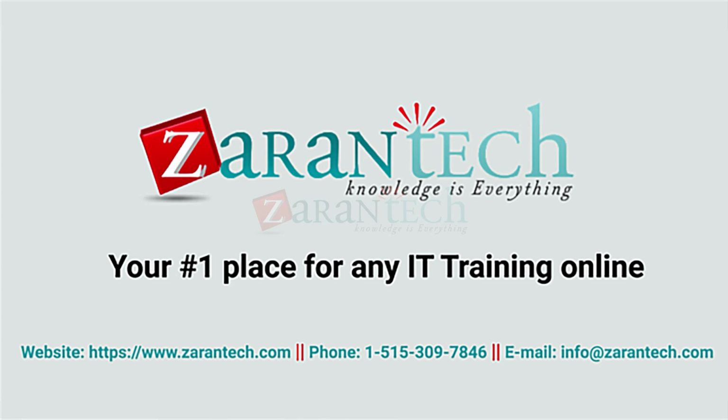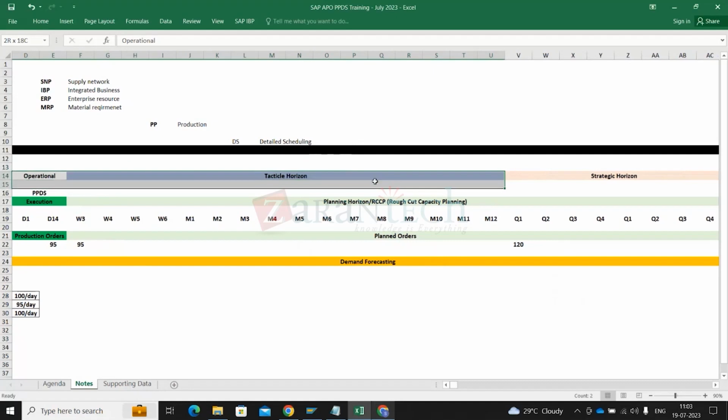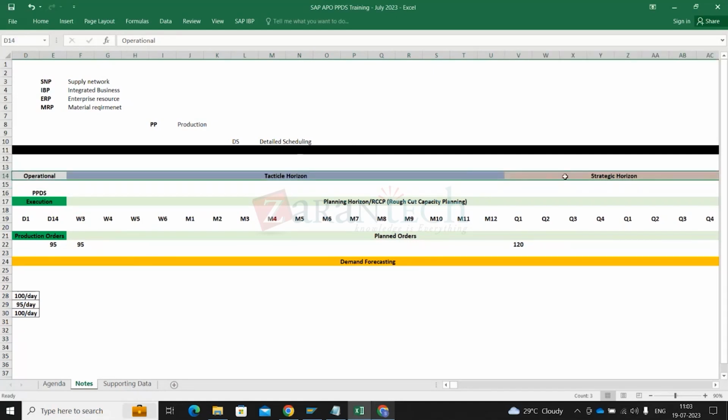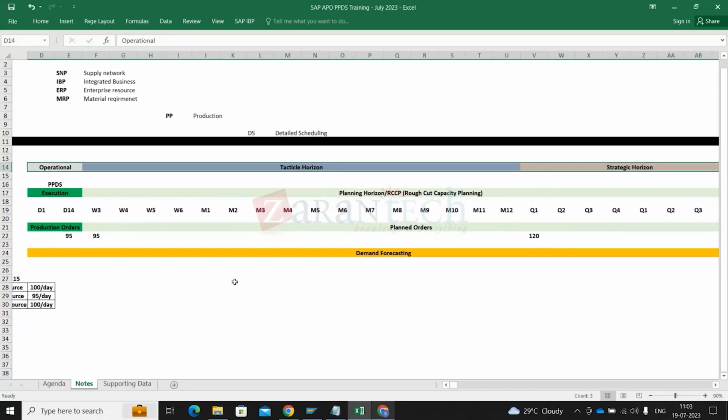Yeah, this one, tactical horizon between week 3 to month 12. Now, Dhanashri? Yes. Or else, okay, just explain to us the difference between operational, tactical, and strategic horizon. In one single sentence is enough.